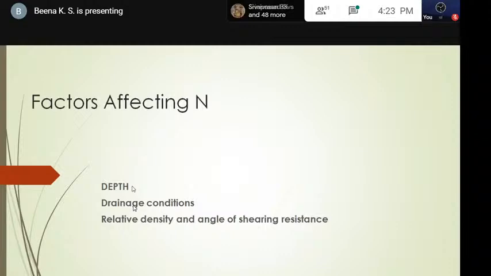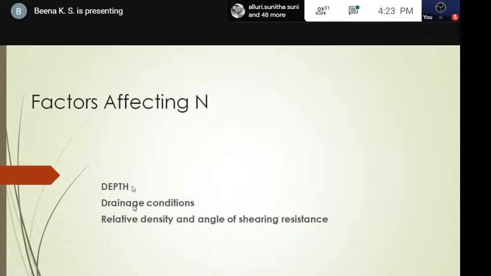If the depth is small, overburden pressure will also be small, the confining stress will be low, and the major principal stress at failure will also be low. So the observed N value we consider to be less than what we expect for a given phi value.